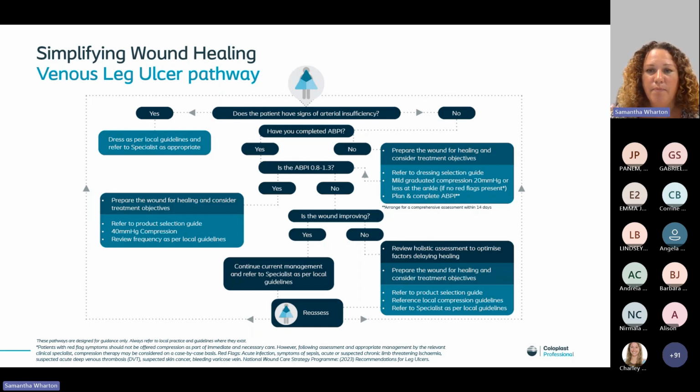If the wound is improving, you would do that holistic assessment. You make sure you prepare the wound and you choose an appropriate dressing. On the back of this pathway, there is actually a dressing selection guide, which again will help support you to improve that patient outcome, and giving you that really simplified information in one place. So it's really important that you prepare the wound for healing. You apply that compression where appropriate, and you follow your local guidelines.